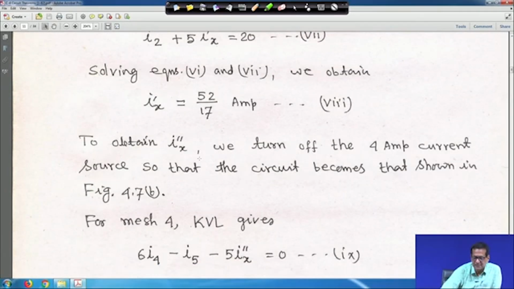Now, to obtain Ix double dash, again you turn off the 4 ampere current source, as we have seen. So that circuit becomes the one shown in figure 7b, which we have also shown.